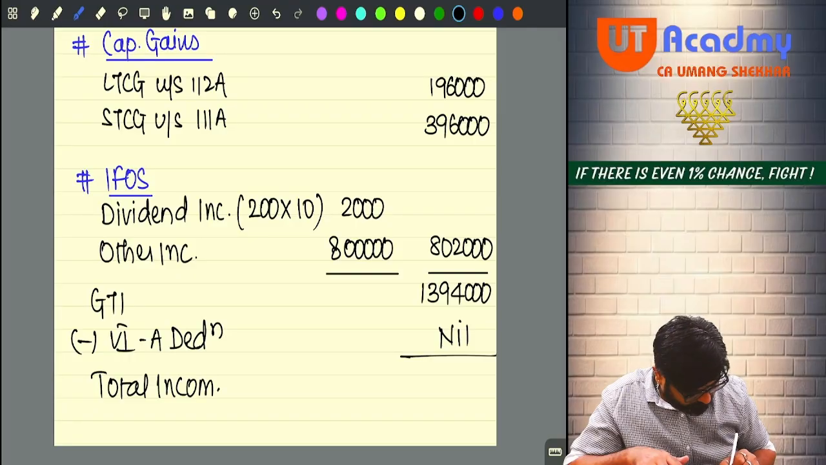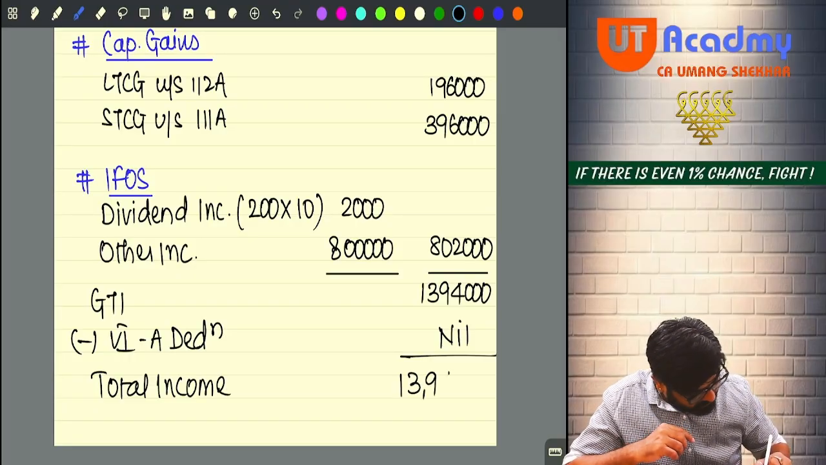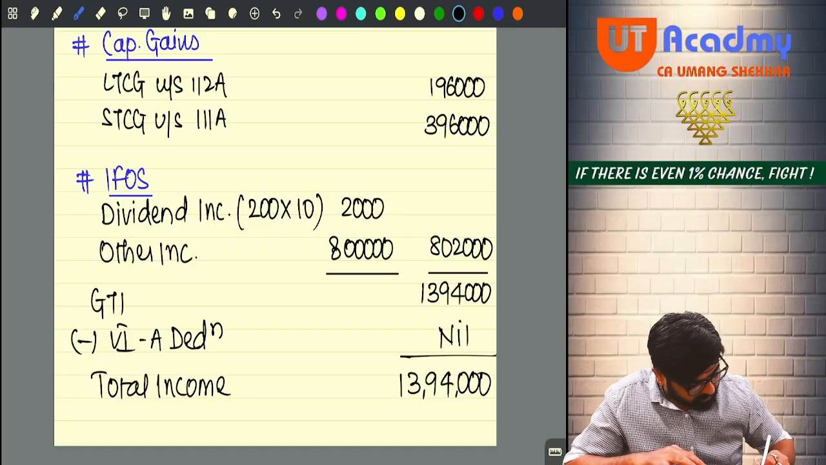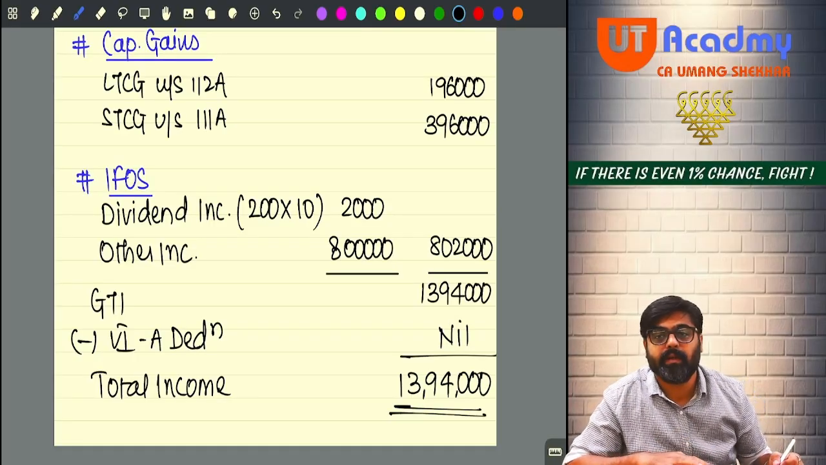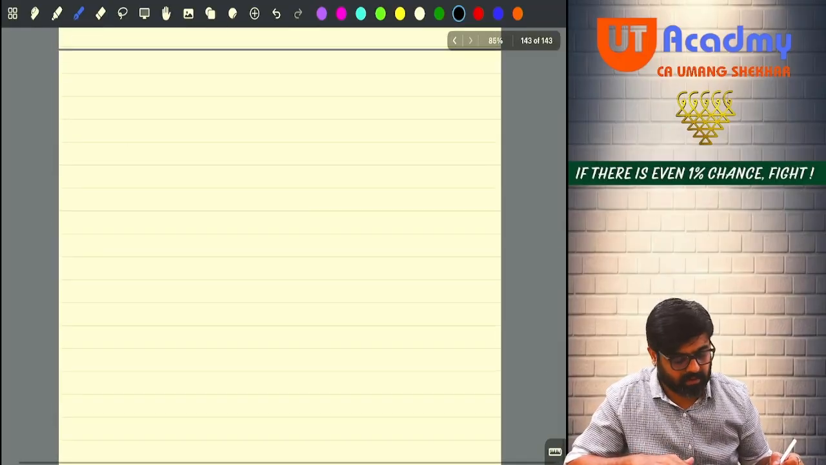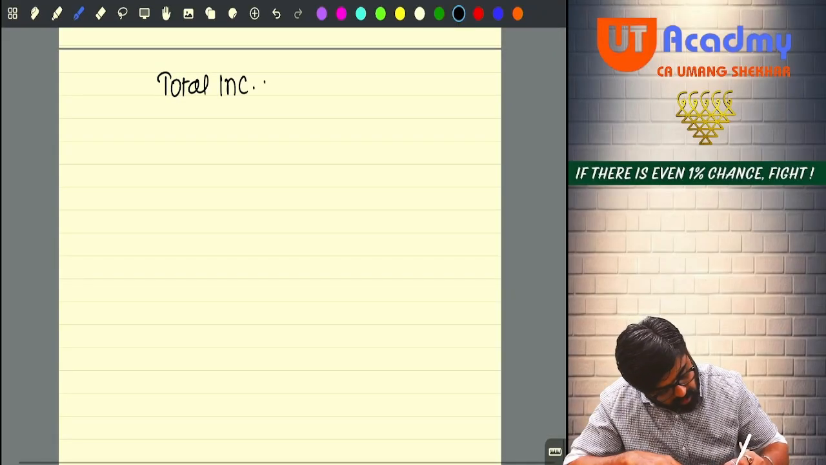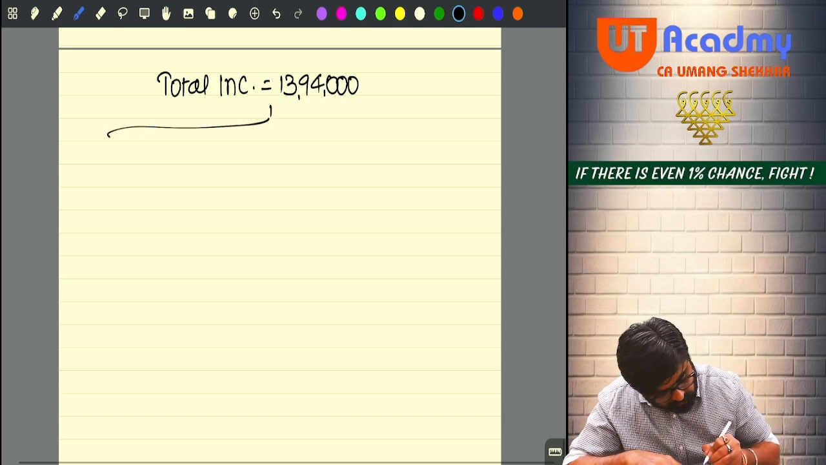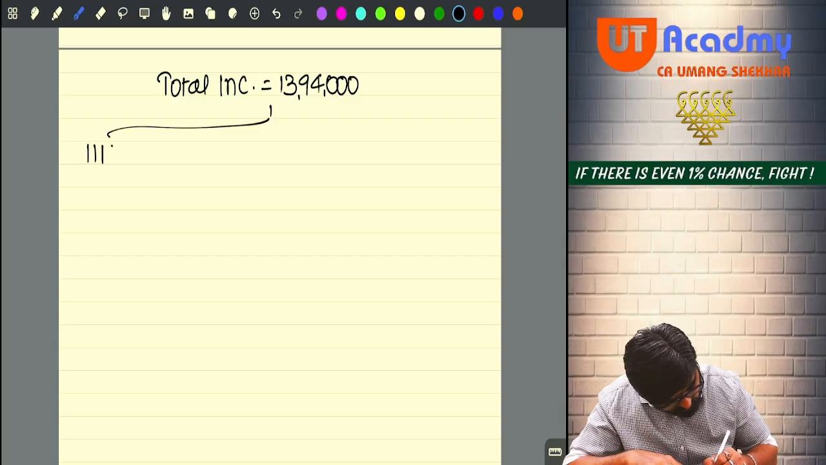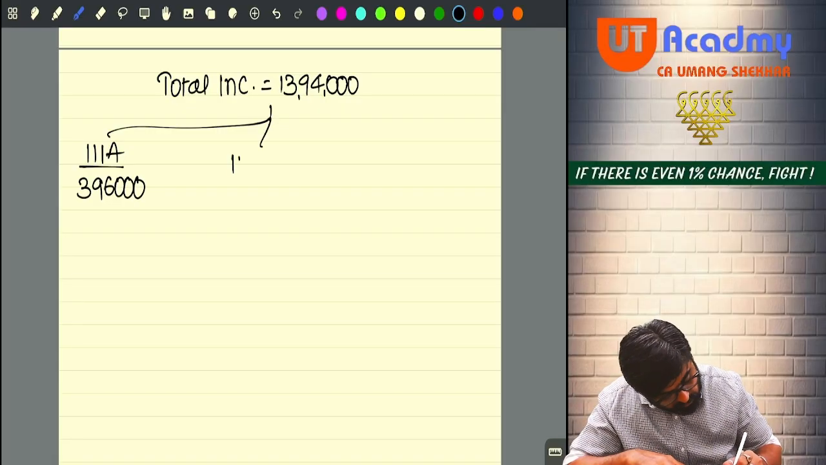So my total income now will be how much? 13,94,000. Now on the same total income, now I have to apply what? Tax rates, and my tax will be calculated. So my total income, which is 13,94,000, out of this 111A short term capital gain is how much? How much, sir? It is 3,96,000. Sir, 112A long term gain is there? Yes, sir. How much?